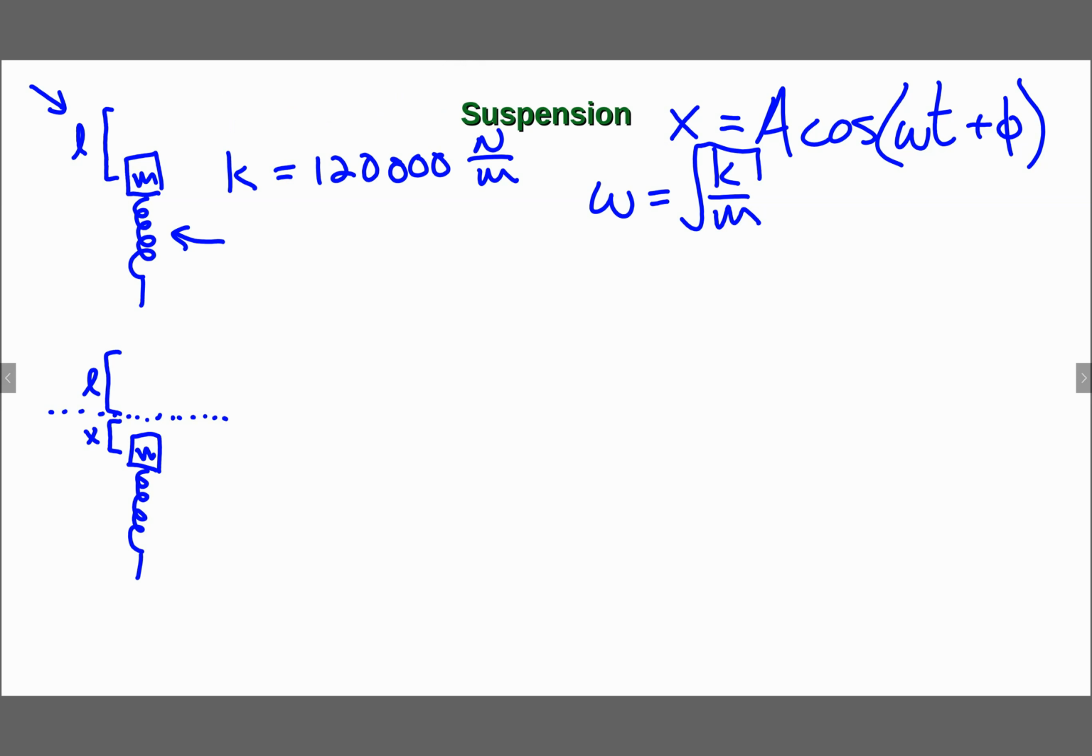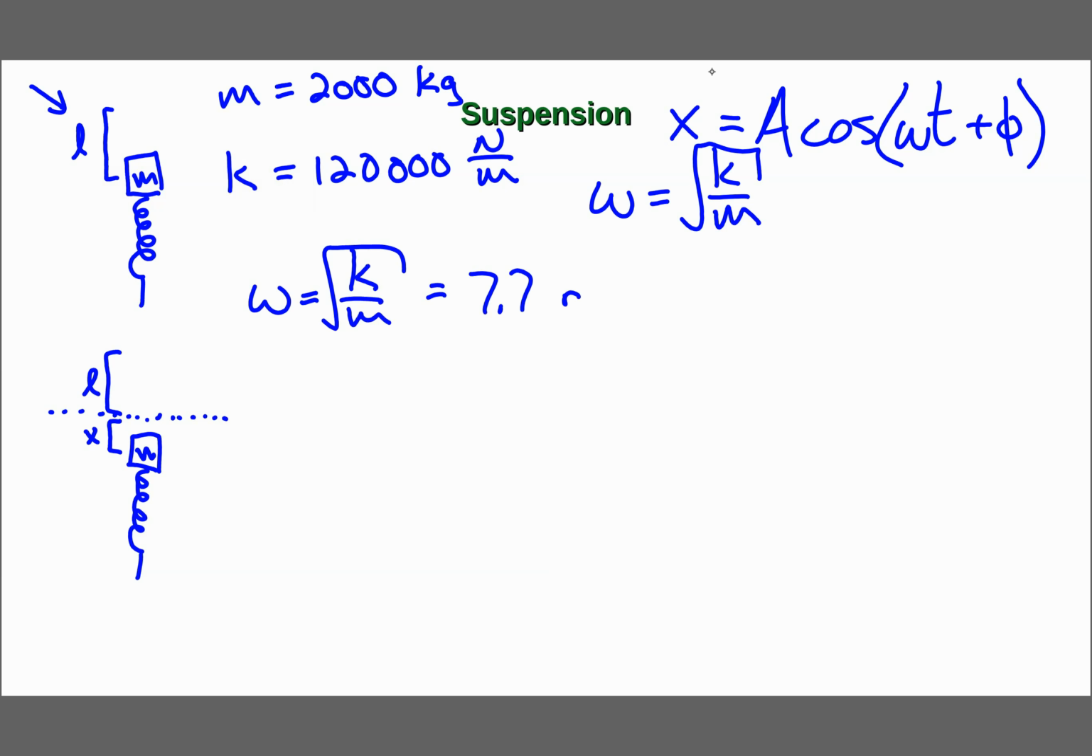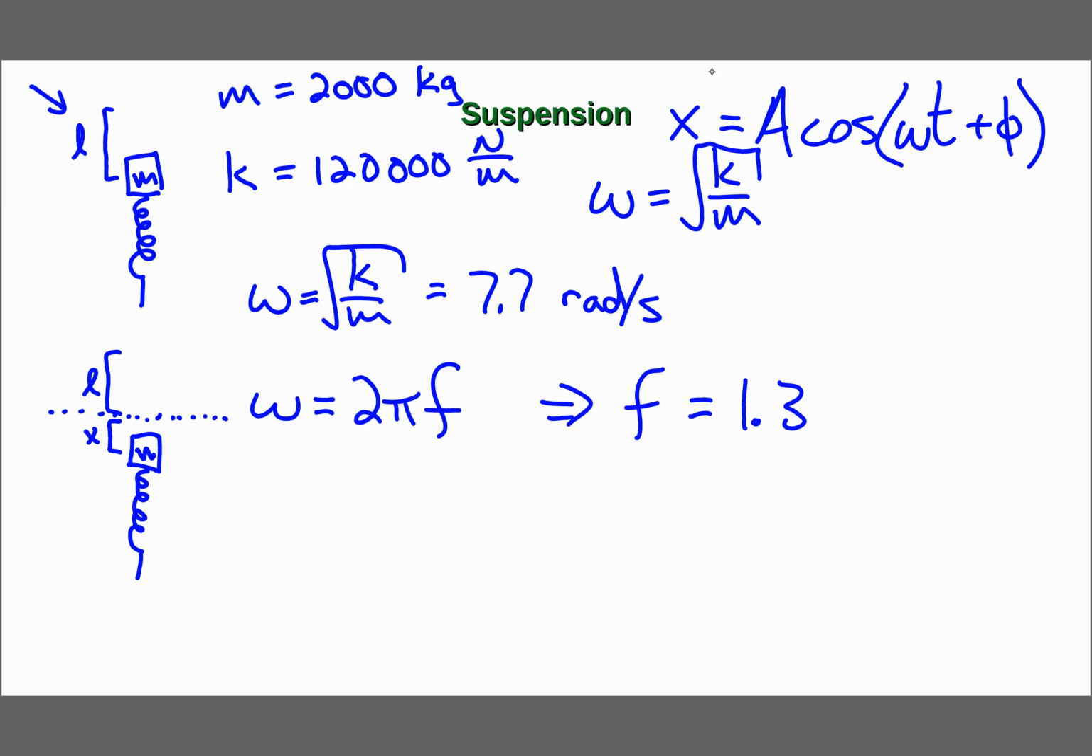And if we have a large car, like a luxury sedan or a big muscle car, a normal mass is going to be around 2,000 kilograms. So then what's the natural frequency of this system? If I take these numbers, I get omega equals the square root of k over m, and that's equal to about 7.7 radians per second. And that gives a frequency, because remember omega equals 2 pi f, of about 1.3 hertz.